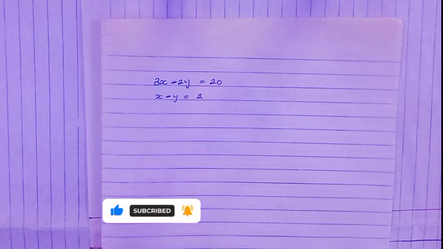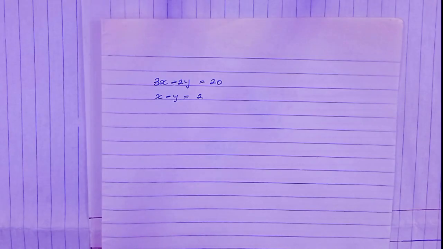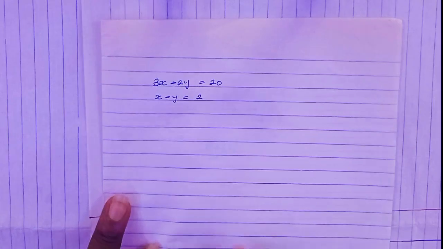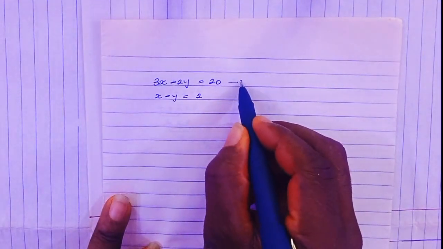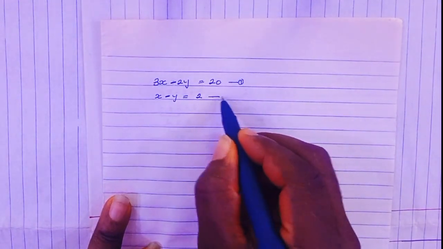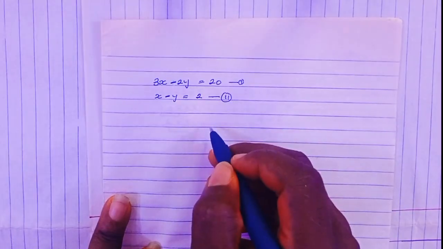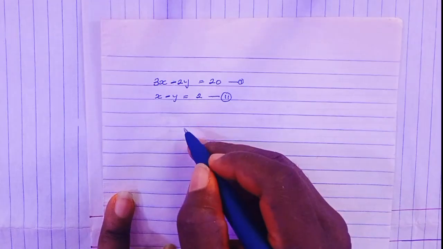Alright? Now, before we go, let's name our equations. Then we will check if we add both equations, whether we are going to eliminate either x or y. Or if we subtract the equations, we also find out if we are going to eliminate either x or y. So we name our equations, equation 1, equation 2. So let's add both equations.